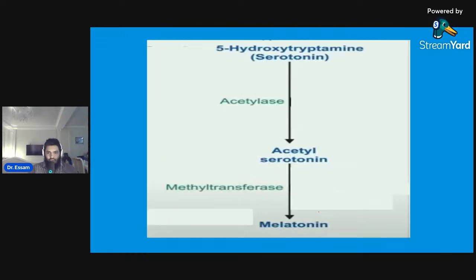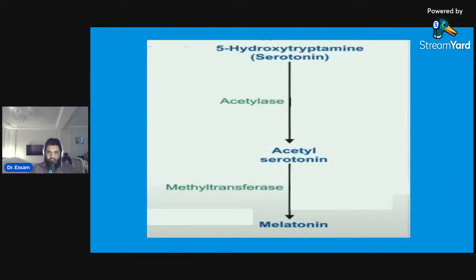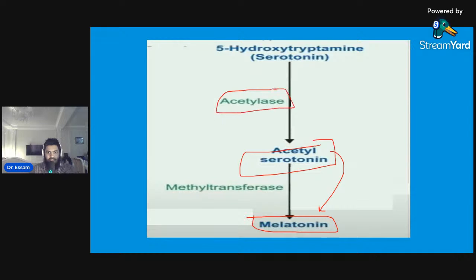All right. Now, once we got serotonin in this reaction, this serotonin will further convert to acetyl serotonin, and the acetyl serotonin will convert to melatonin. How will it convert? First, serotonin will convert with the help of the enzyme acetylase, then it will convert with the help of the enzyme methyltransferase. So these two more enzymes are required. This also you have to learn.